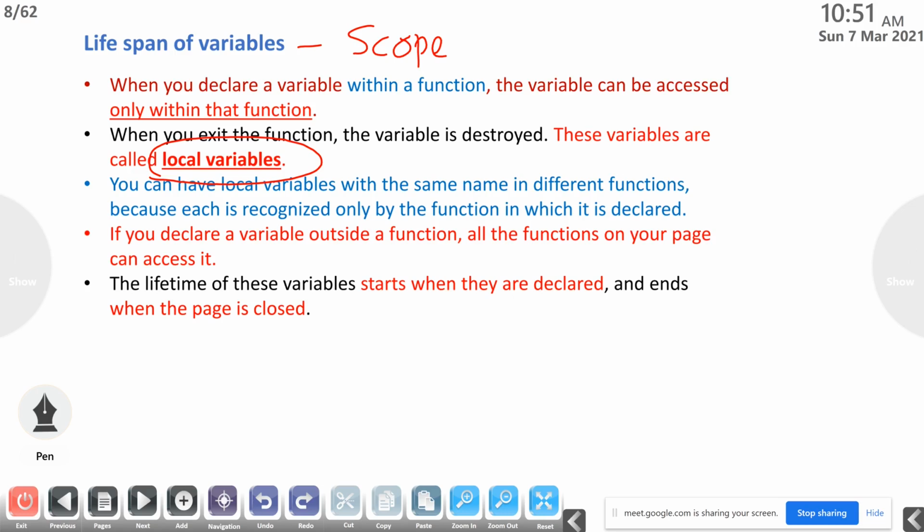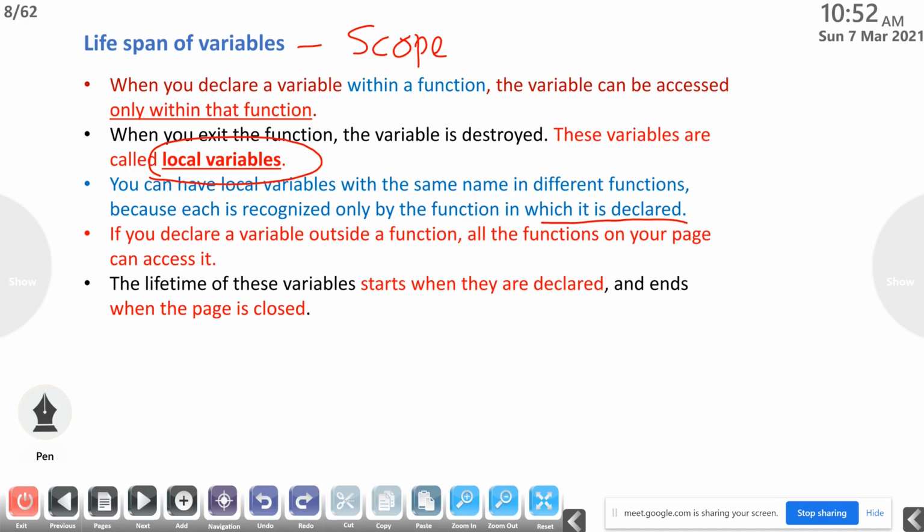So in one function we are using variable a, and in another function we are also using the same variable a. In function 1 we are giving the value 21 to that variable, and in the other function we are giving the value 10 to that variable. But both the variables are different, not the same. So you can have local variables with the same name in different functions because each is recognized only by the function in which it is declared.